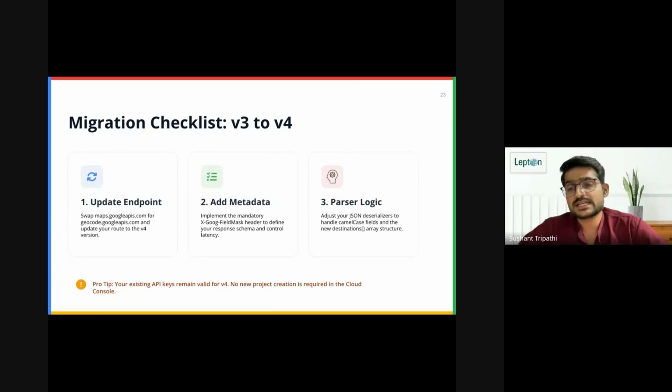One more major thing is that you don't have to modify your API keys, or modify your projects for this. You can directly migrate from V3 to V4. It has all the data that V3 already had. So that's all handled on the side.